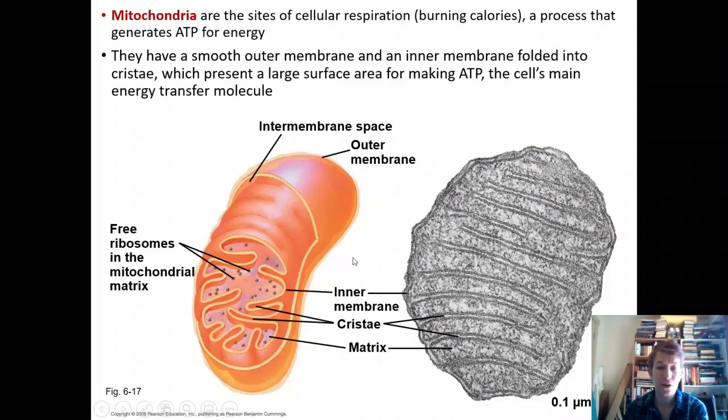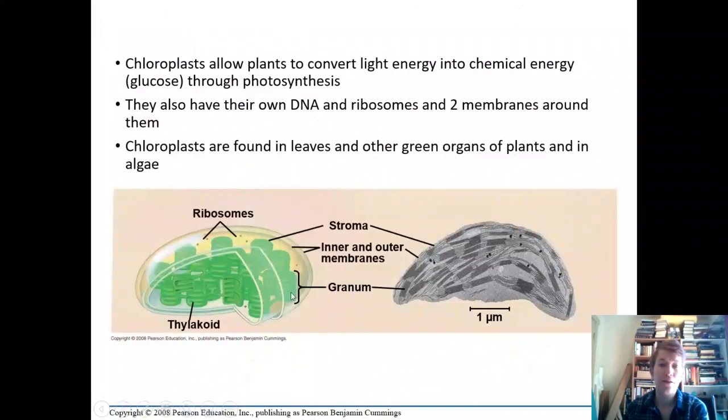Chloroplasts are the other organelle that is the same way. So chloroplasts also have two membranes and their own DNA and ribosomes, and also probably came from ancient bacteria. These are only in plants. They're what makes the plant green. They're full of a pigment called chlorophyll, and they're involved in doing photosynthesis to help convert light energy into sugars.